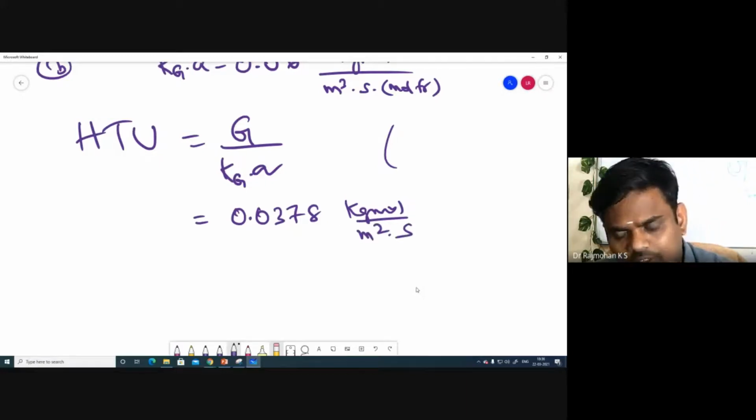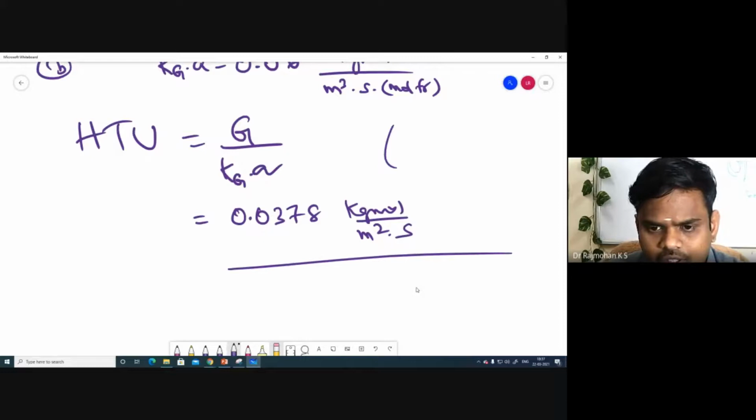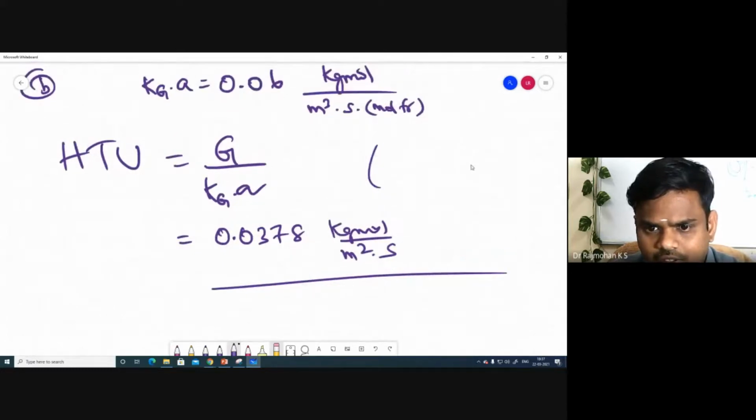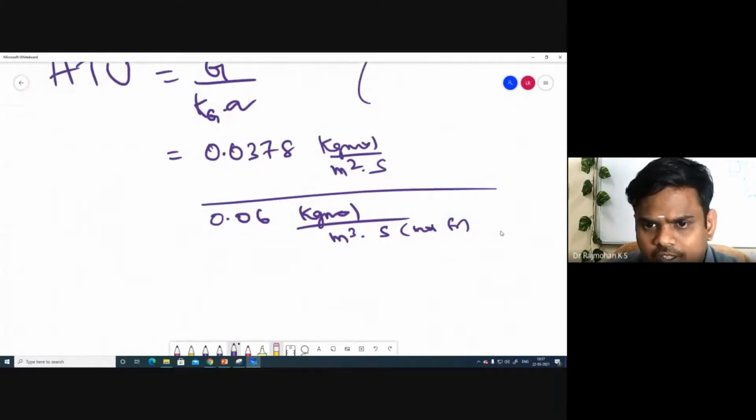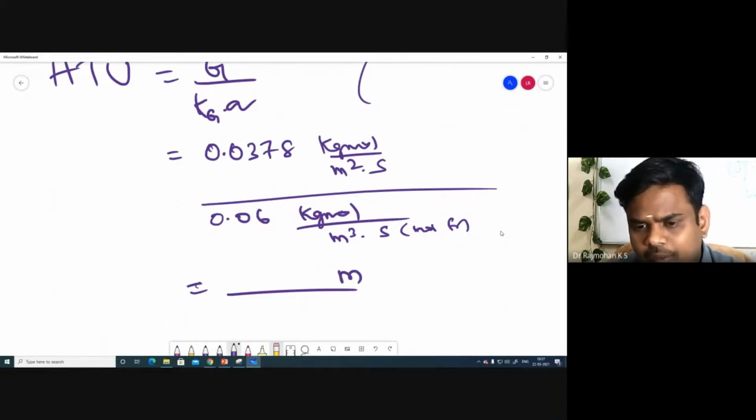That is why it is important. Whatever we learned in the chemical process calculation course, we are using it in all the courses. Checking that the units tally is an important step so that we don't make any mistakes. So kG into a is given as 0.06 kg moles per meter cube second into mole fraction. You can see the kg mole, meter square, meter cube, second, so the final answer will have meters. We have seen HTU will have the dimension of length; its unit is meter.